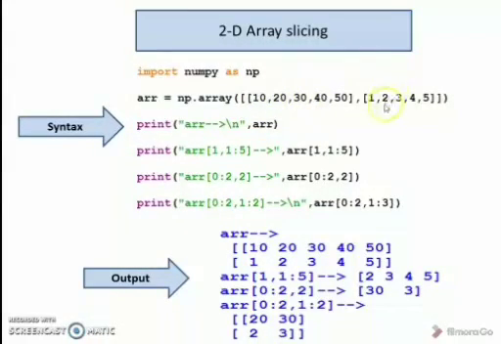From the second row, the first index element is 2, the second index element is 3. So the output will be 20, 30 and 2, 3. So here you can see the output 20, 30, 2, 3. So here you can relate the output with the code. Hope this particular slicing is clear.